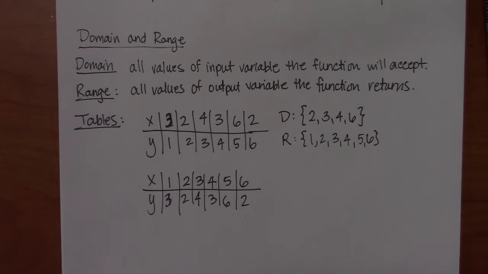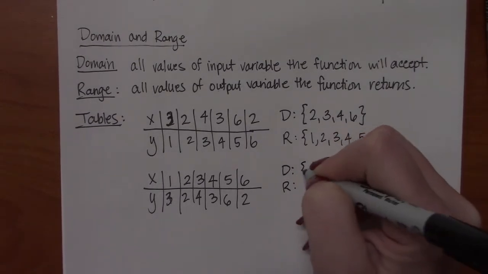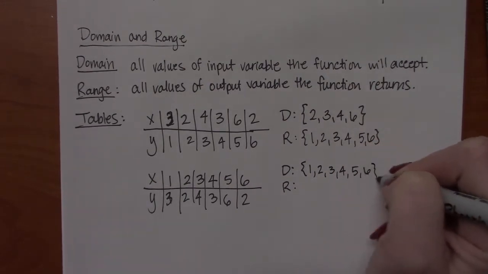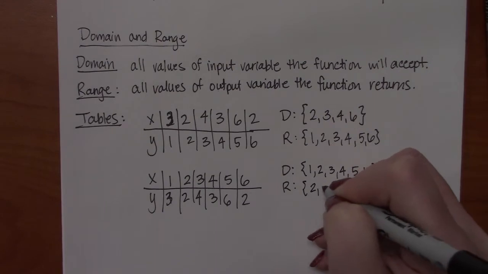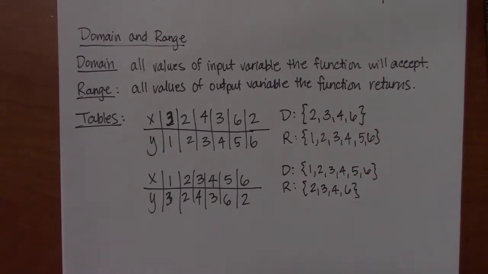For the next one, since all we did was swap the rows, the domain and range trade. And so on the range, to be more grammatically correct, you want to list them in sequential order and you don't want to repeat.